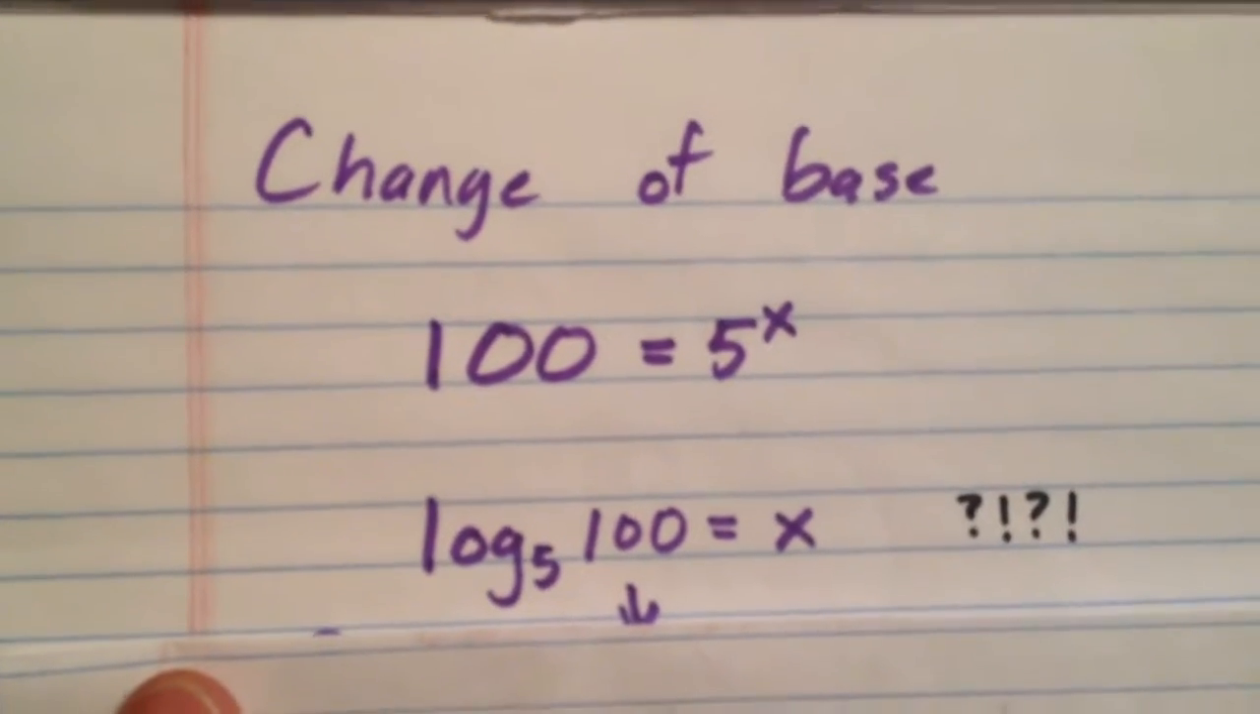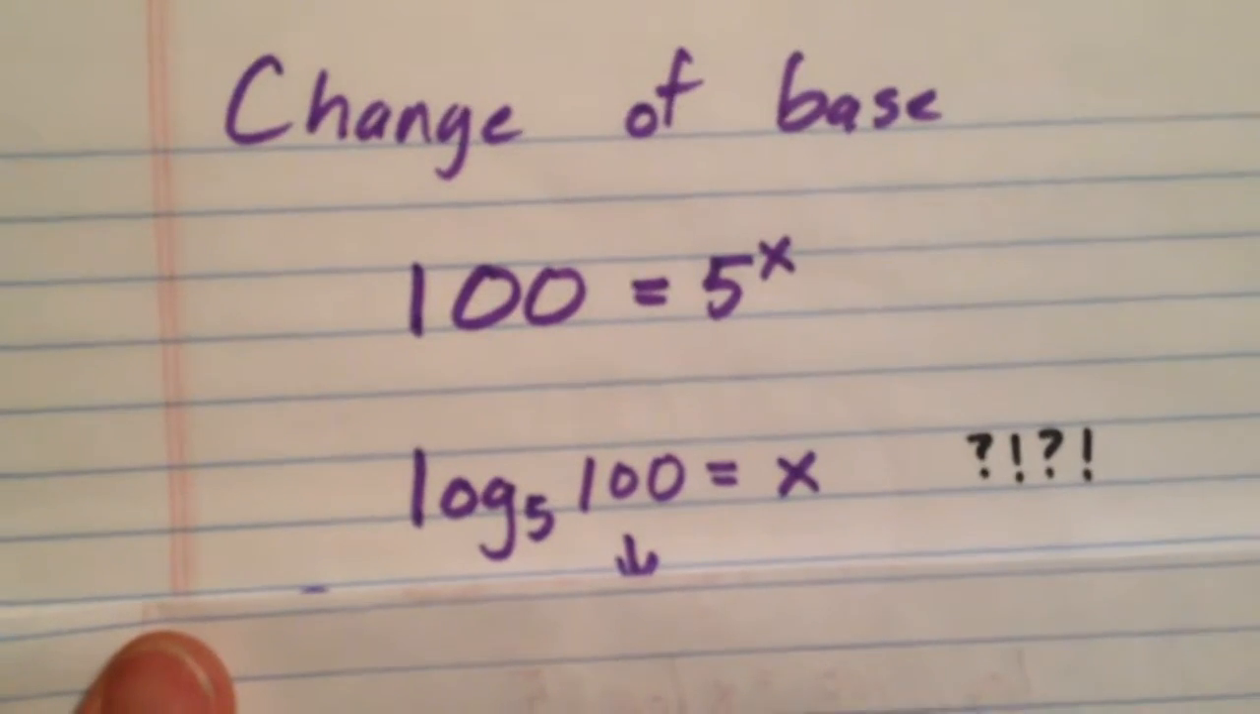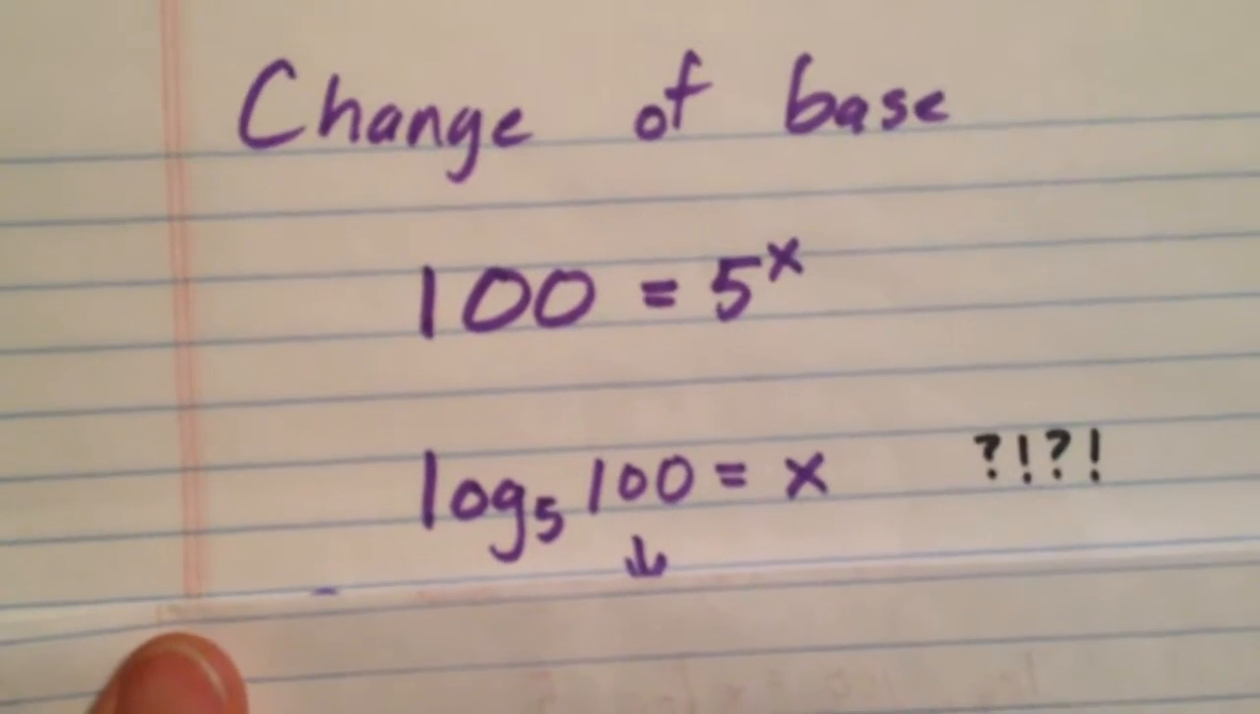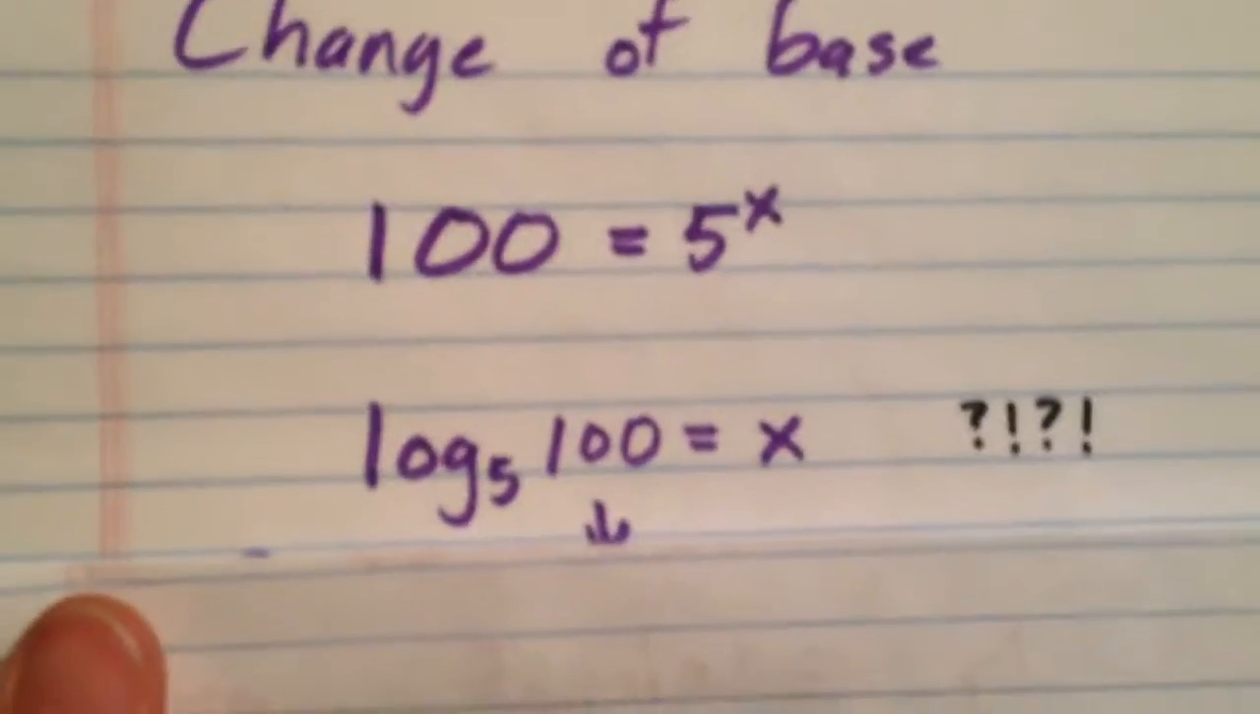And in this case, 100 equals 5^x. Well, 2 would give you 25. 3 would give you 125. So it's somewhere between 2 and 3. But we don't exactly know what it is. We can change it around.